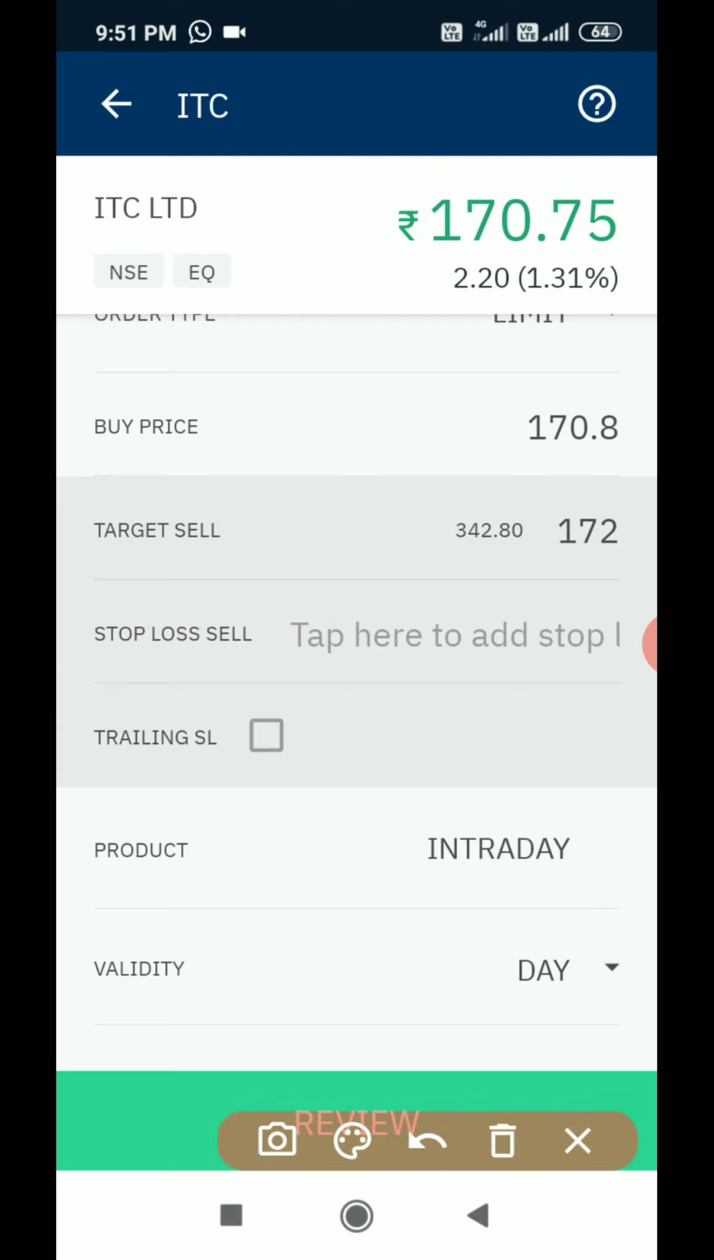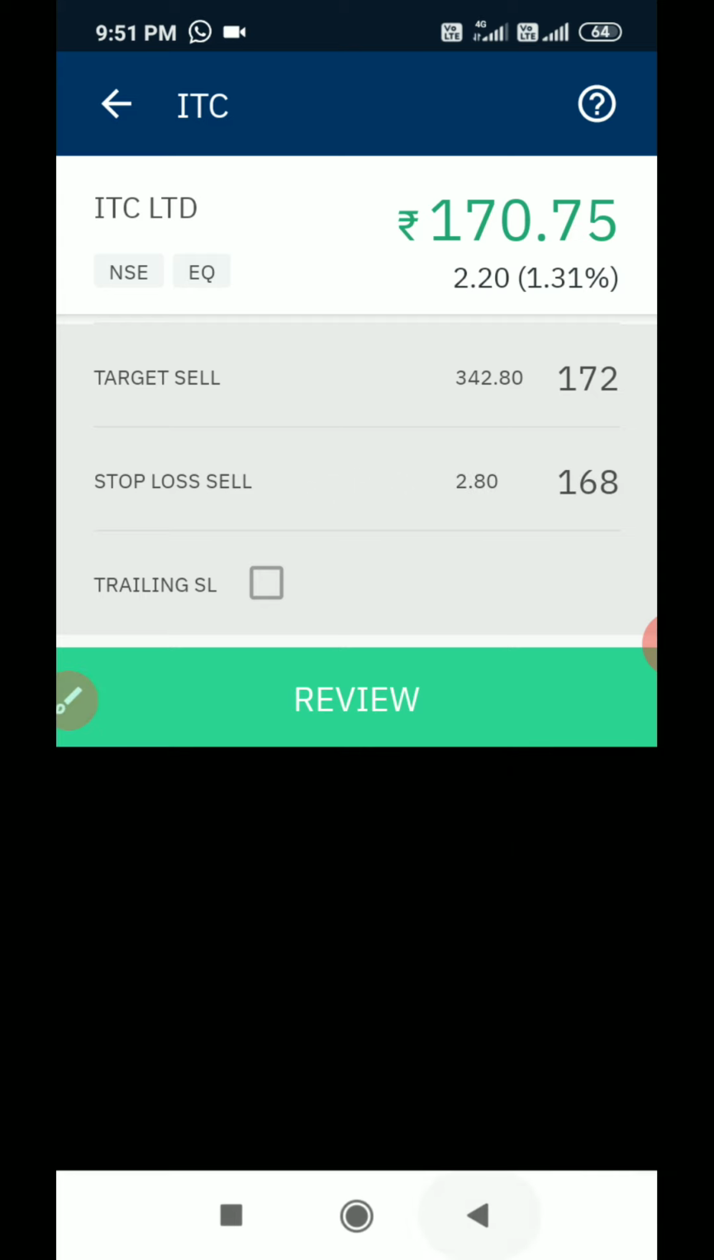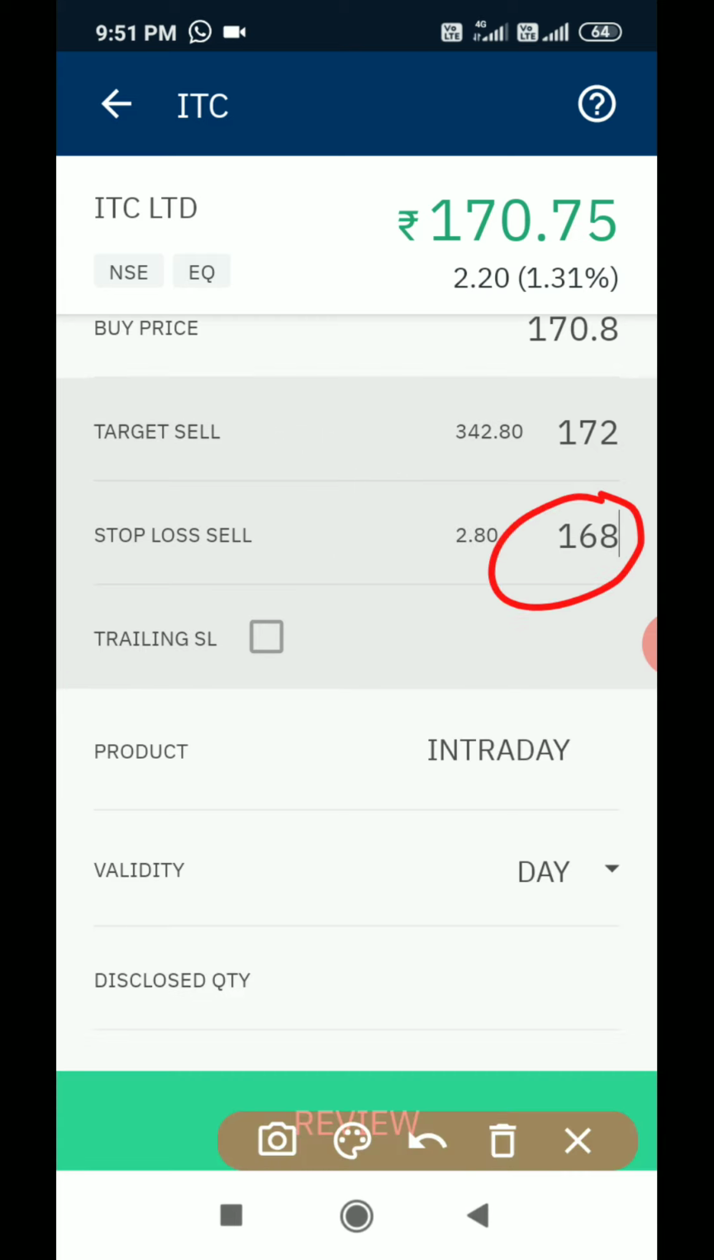So if the price reaches 172, this order will execute. Or if the price is moving against us, I am putting 168. If the price reaches 168, the stop loss order will execute. If the price reaches 172, our target order will execute. Now I will show you how to put a trailing stop loss.